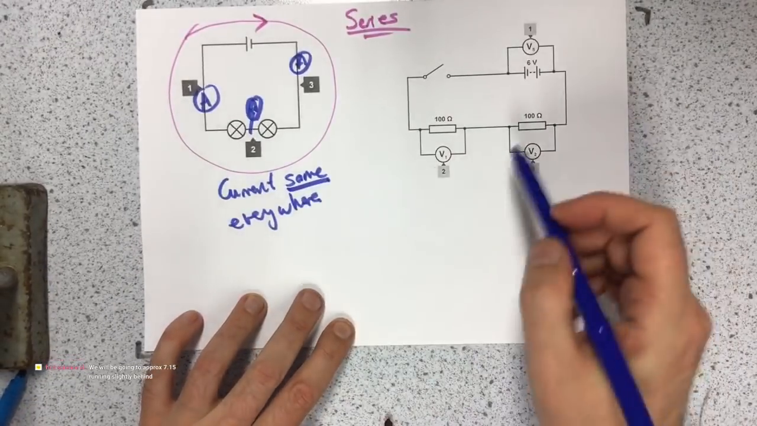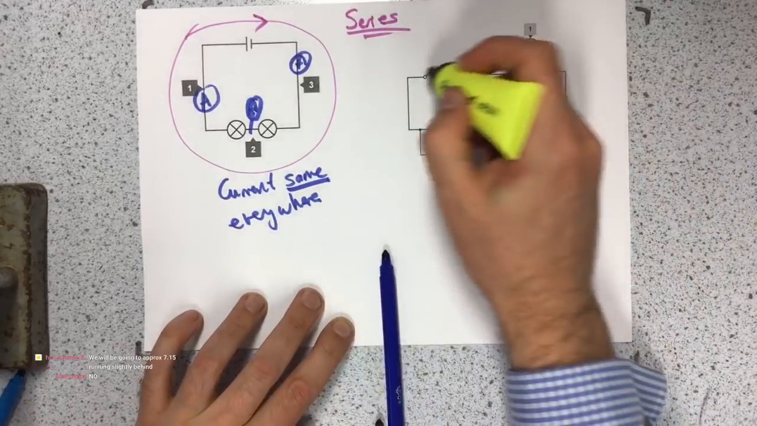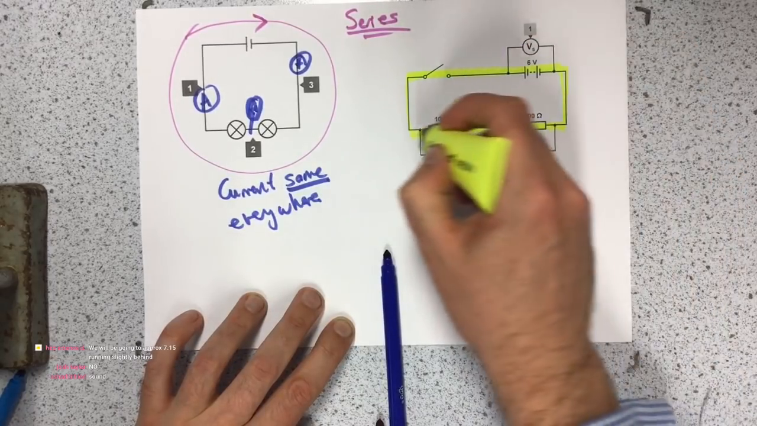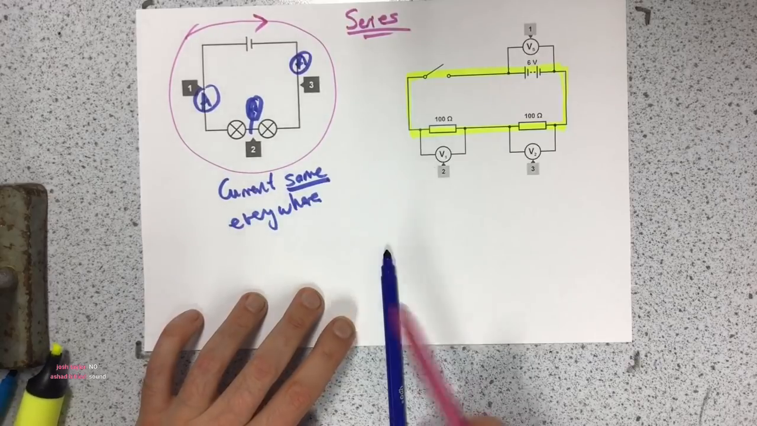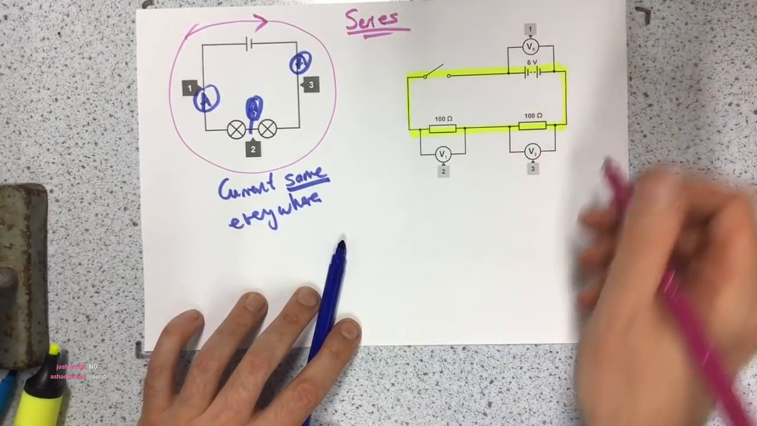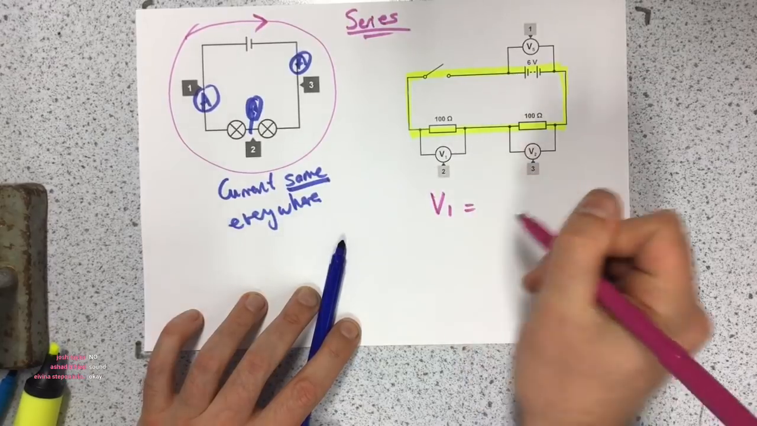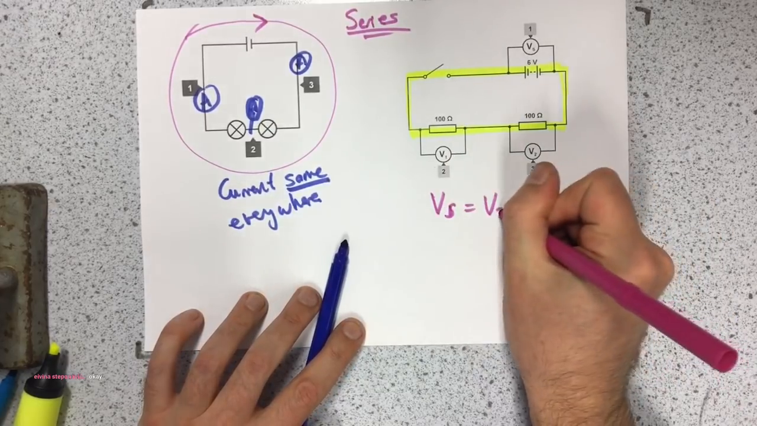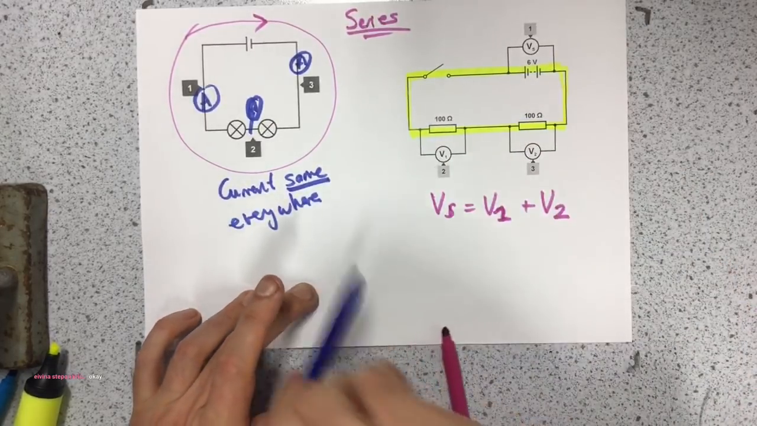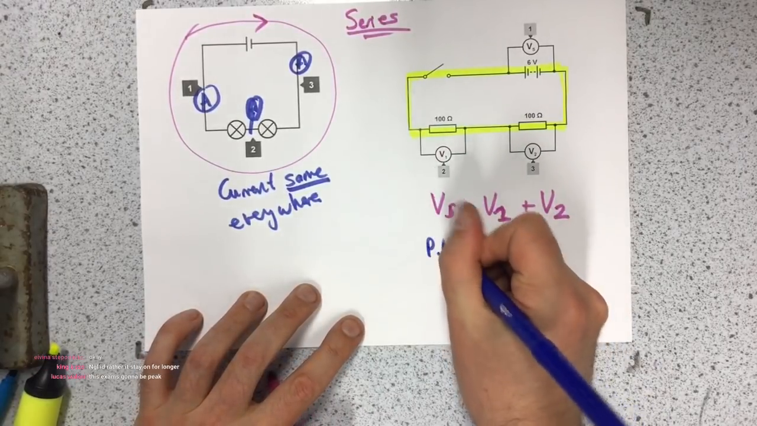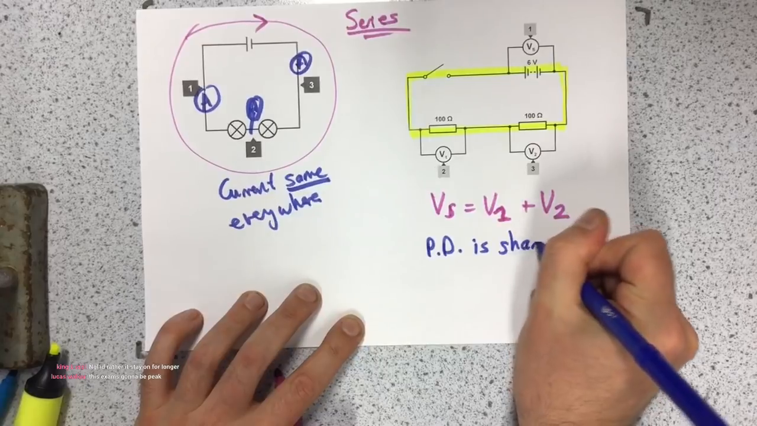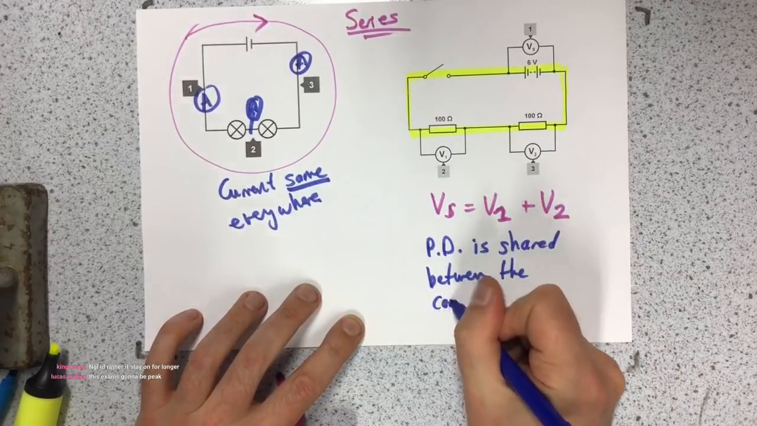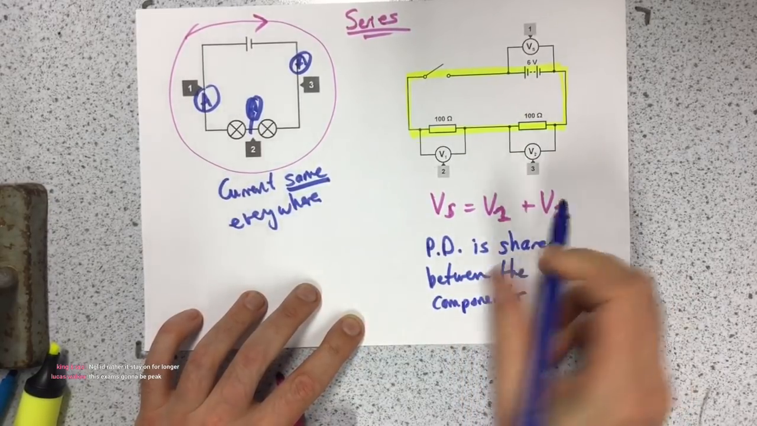Now what we have here, again, we've got 2 resistors in a series circuit. The components that we are interested in are in series. And what you will notice here is that we have our voltmeters in 3 positions, and Vs is equal to V1 plus V2. So what that means is that the potential difference is shared between the components. Okay, shared.